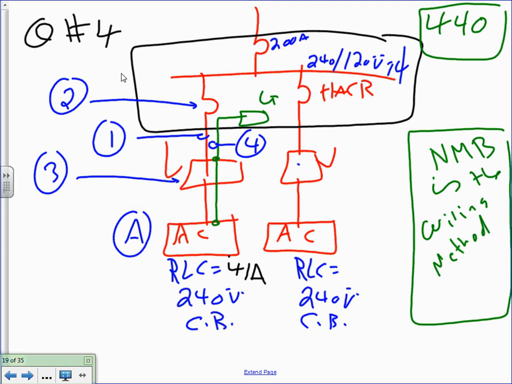Okay, so RLC is rated load current. That's the one right on the nameplate. It says 41 amps, and the voltage is 240 volt. It's a circuit breaker. I need to find the following: the conductor, the branch circuits, the overcurrent device, the disconnect, and the equipment grounding conductor. The same 4 that we have been finding for a while.